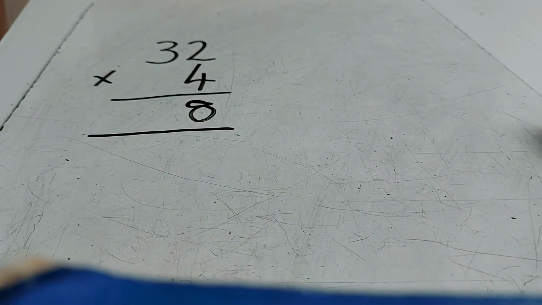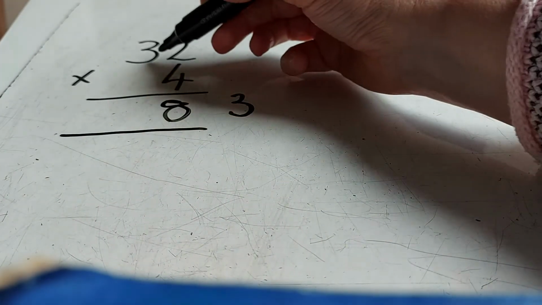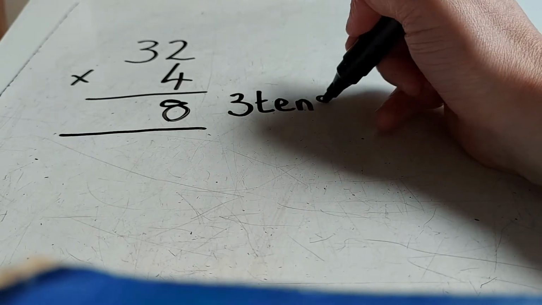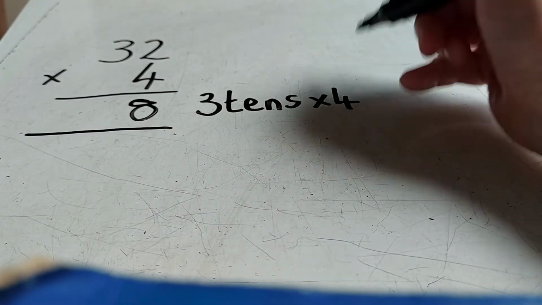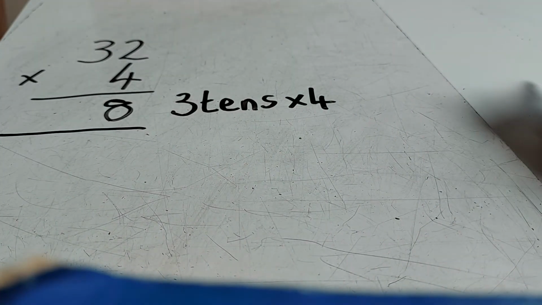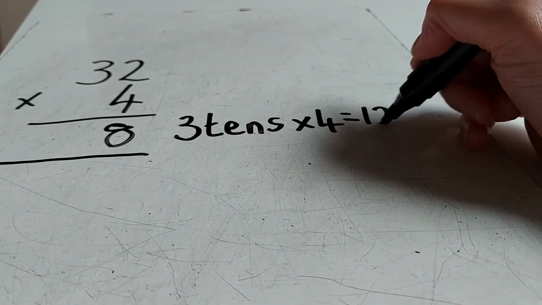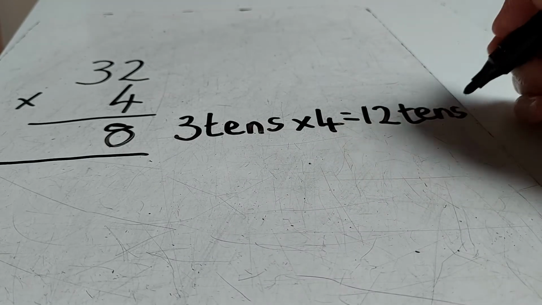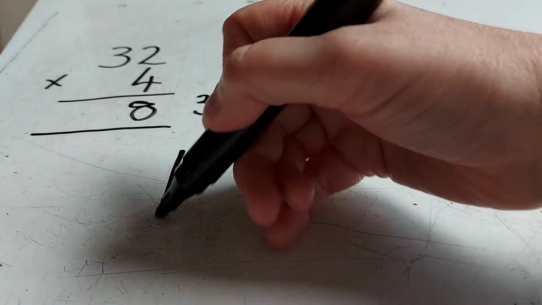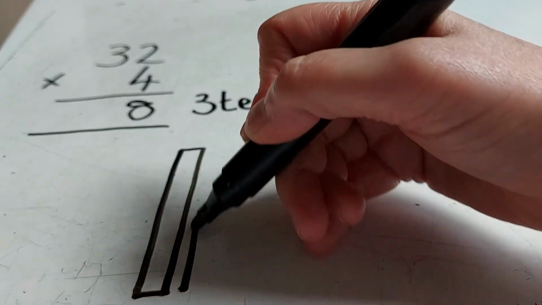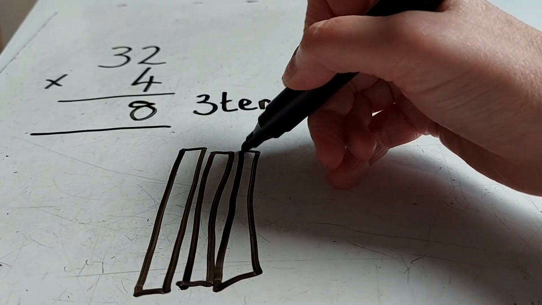And then, I might just write this at the side just to make sure that you do understand, okay. You have got 3 tens here, and you want to multiply those 3 tens by 4. Okay? Now, 3 times 4 equals 12. So that will mean that you would have 12 tens. Now, if you remember in class, 12 tens, okay, remember those 10 strips that we've got, would mean that you would have 12 of these. Okay, I'm just going to draw them very quickly.